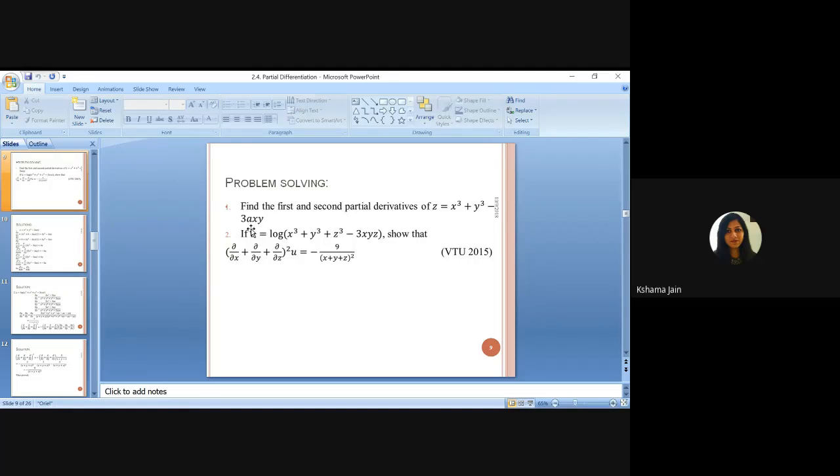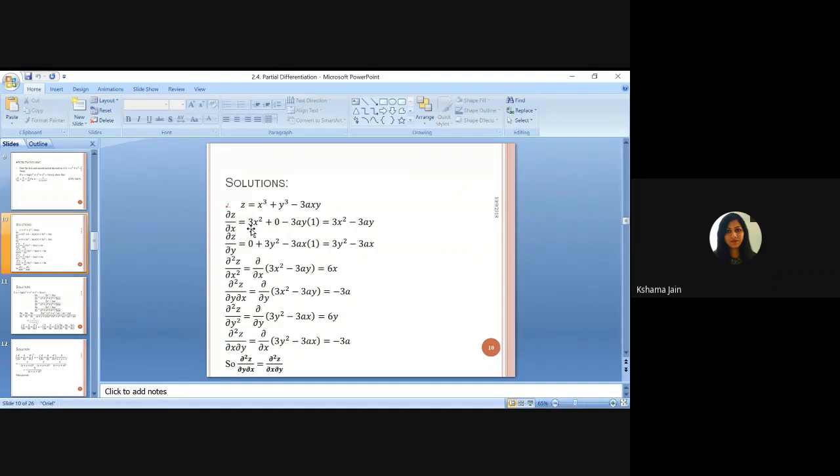So always remember, if del z by del y is there and you are differentiating with respect to x, or if del z by del x is there and you are differentiating with respect to y, both are equal. It will be completely your choice whether you differentiate the y derivative with respect to x, or the x derivative with respect to y. So both are equal only. So here, if you see del square z by del y del x and del square z by del x del y are always equal. This is a universal truth. If you are getting a different value, then definitely you are wrong somewhere.